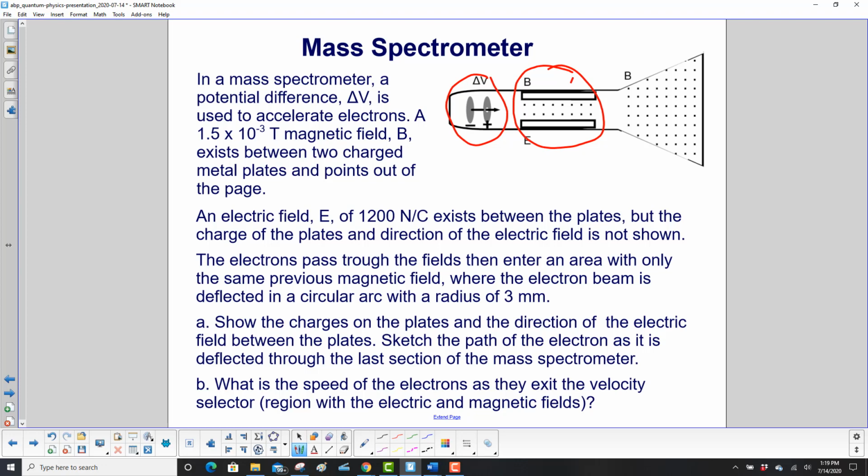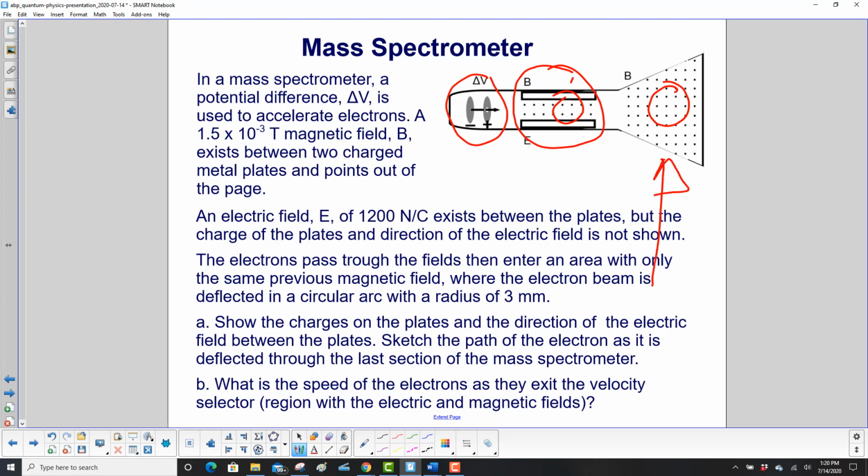The electrons pass through the fields and then enter an area with only the same previous magnetic field, so the B here, magnetic field, is the same that's here. The electron beam is deflected in a circular arc with a radius of 3 millimeters. Show the charges on the plates and the direction of the electric field. Sketch the path of the electron as it is deflected through the last section of the mass spectrometer.